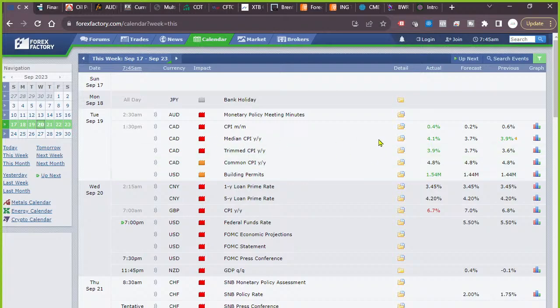Inflation in Canada is still pushing. In fact, it was higher than expected. Still high, effectively much higher than they want in terms of their targets, the same as everyone else, around the 1 to 3% range. So they're still at 4%, still too much. That will hold the Canadian dollar most likely.